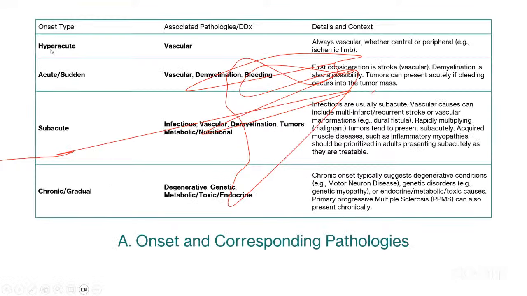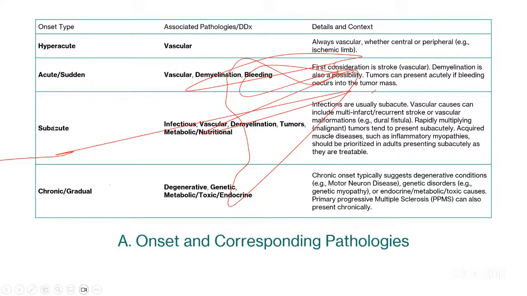If onset is hyperacute, we consider the differential or associated pathology as vascular. Most commonly it is vascular in hyperacute cases, whether central or peripheral. If it's acute or sudden, we have to consider vascular causes, demyelination, and bleeding. So the first consideration will be stroke. Demyelination is also a possibility. Tumors can also present acutely if bleeding is occurring in the tumor mass.